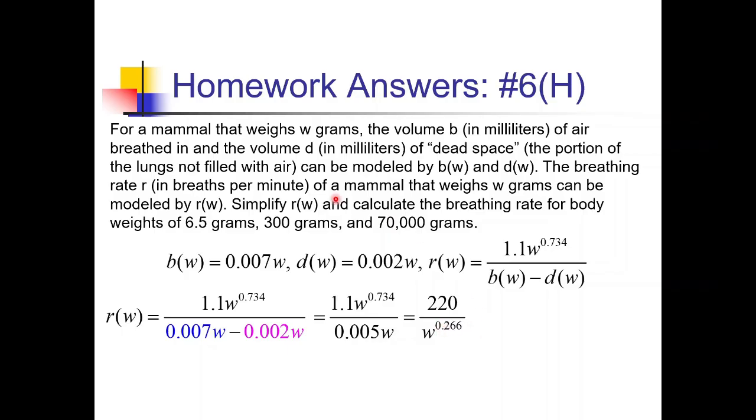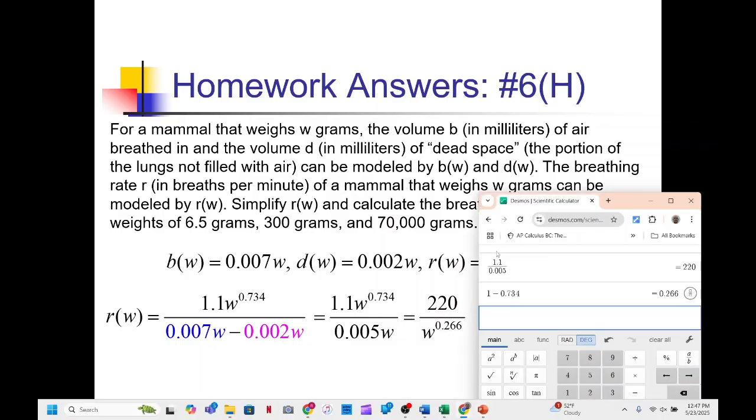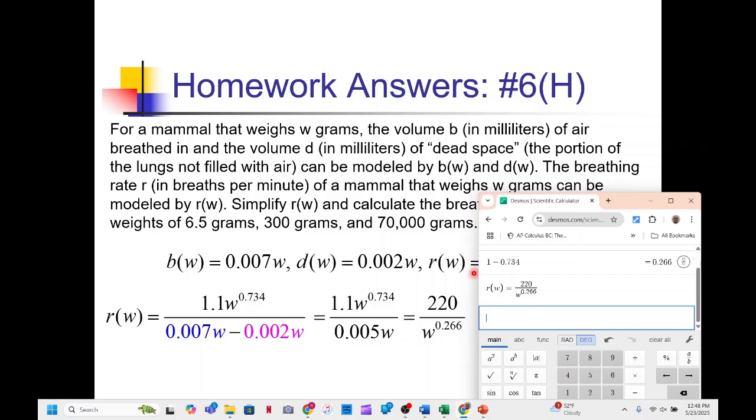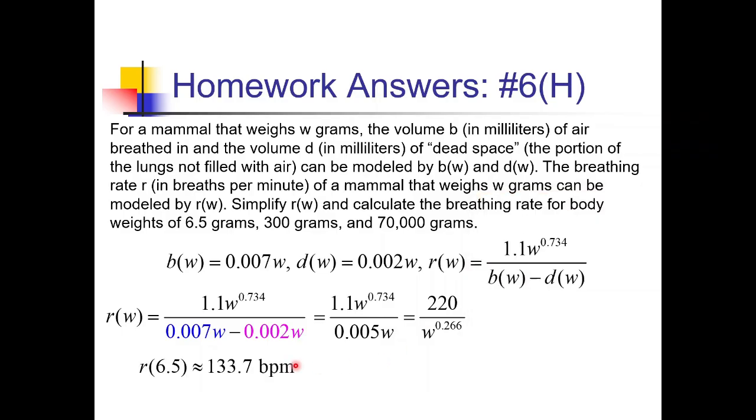Now they want us to calculate this for 3 different values. So I'm actually going to put this in Desmos so I can just keep using it over and over again. So I have R of W equals fraction 220, and then we'll put in that denominator W exponent 0.266. All right, now let me find R of 6.5. So R of 6.5 comes out to 133.72, and that's going to be breaths per minute. That's our breathing rate, BPM.